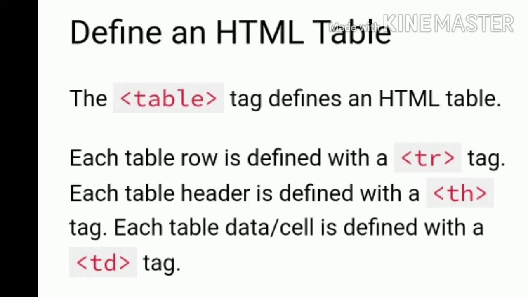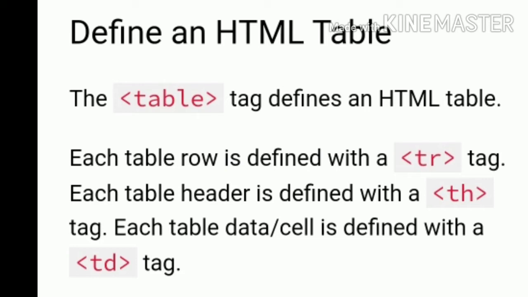The colspan and rowspan attributes. You will use the colspan attribute if you want to merge two or more columns into a single column. Similarly, you will use rowspan if you want to merge two or more rows.